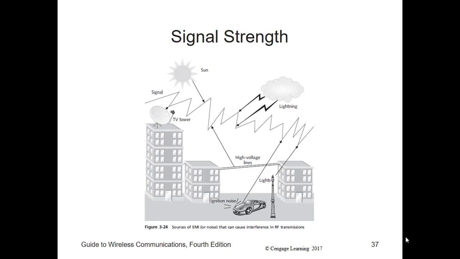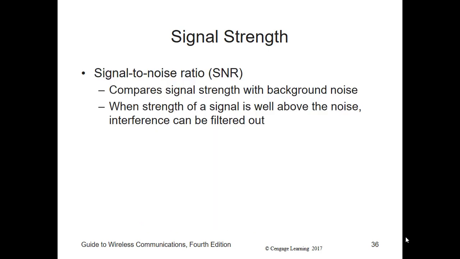Now, a measurement called SNR, or signal-to-noise ratio, compares the signal strength with the background noise. So when signal strength falls close to or below the level of the noise, interference can then take place. However, when the strength of the signal is well above the noise, interference can be easily filtered out.